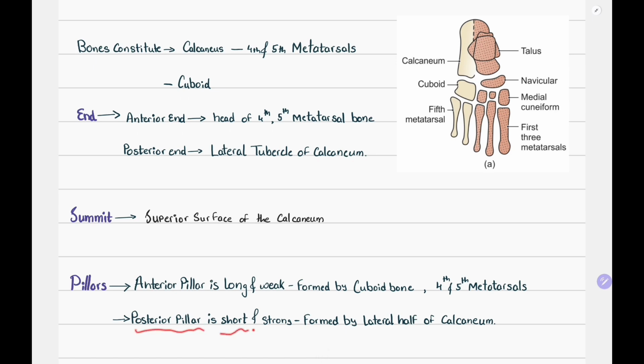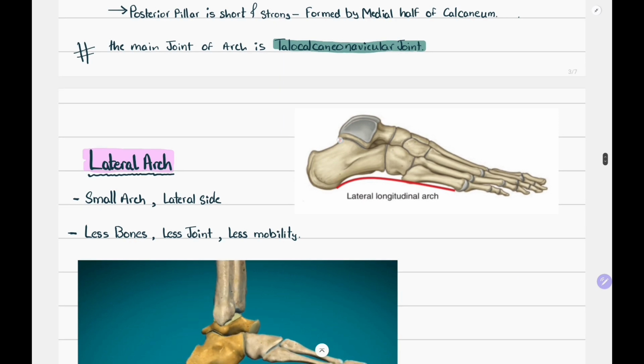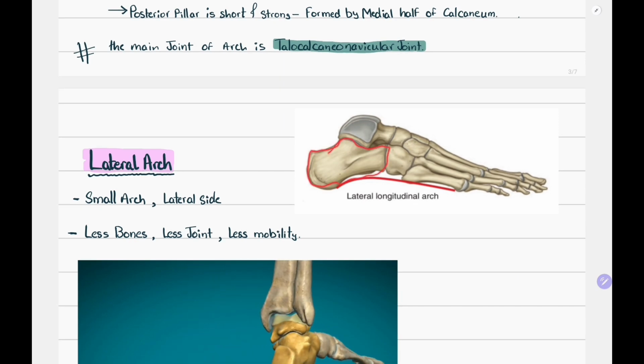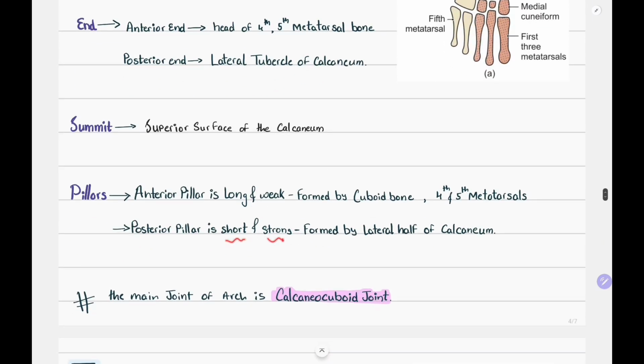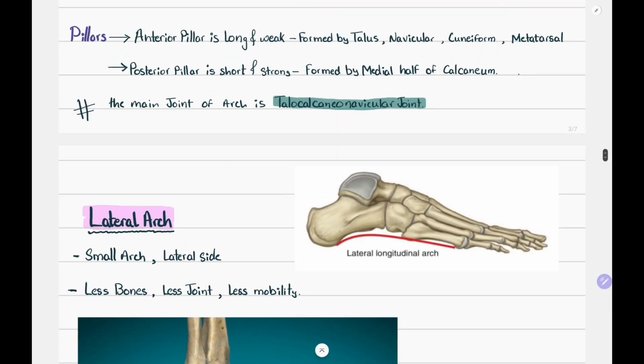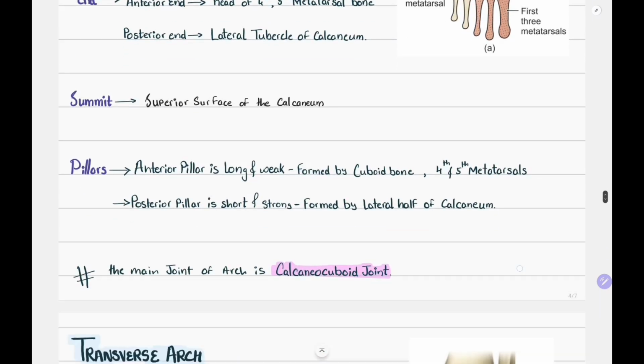The posterior pillar is short and strong, formed by the lateral half of the calcaneum. Since this is a single strong bone, the posterior pillar is short and strong. The main joint of the arch is the calcaneocuboid joint. This joint, where calcaneum and cuboid bone meet, is the main joint of the arch. This is the calcaneum bone, this is the cuboid bone.